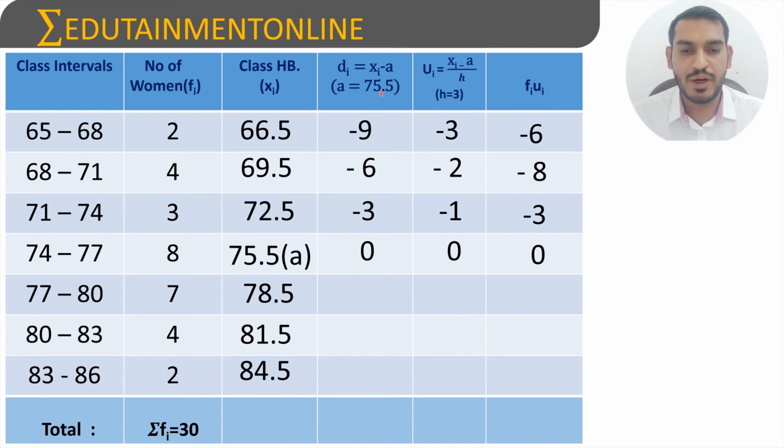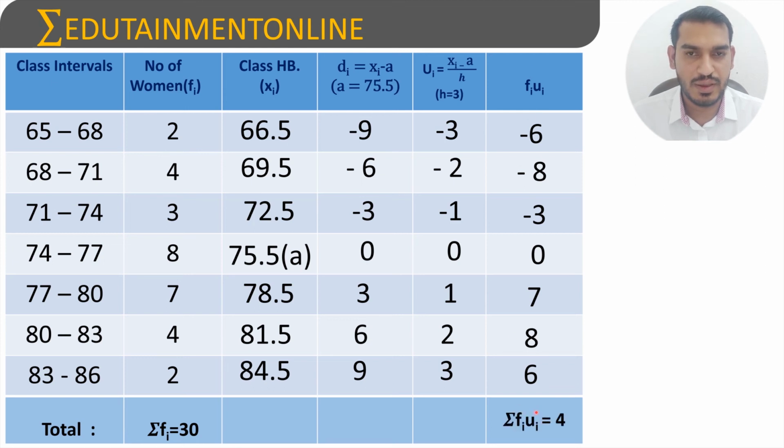Now 78.5 minus 75.5 is 3, and 3 by 3 is 1, and 1 times 7 is 7. Again, 81.5 minus 75.5 is 6, 6 by 3 is 2, 2 times 4 is 8. Now 84.5 minus 75.5 is 9, 9 divided by 3 is 3, 3 times 2 is 6. Now we will find sigma of fiui, which is the sum of these fiuis. So that will be 4.